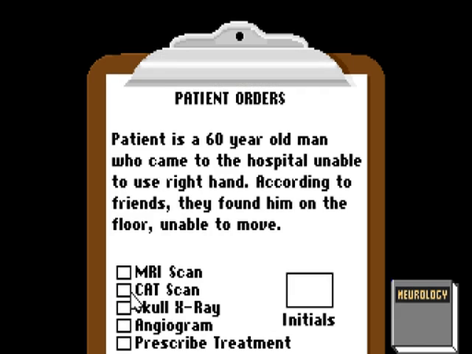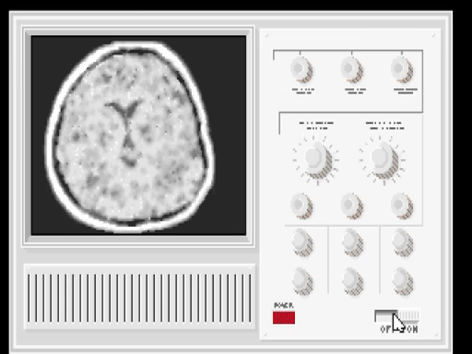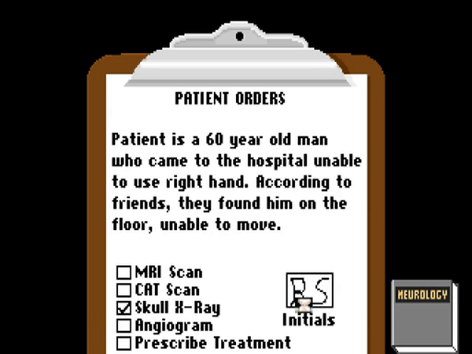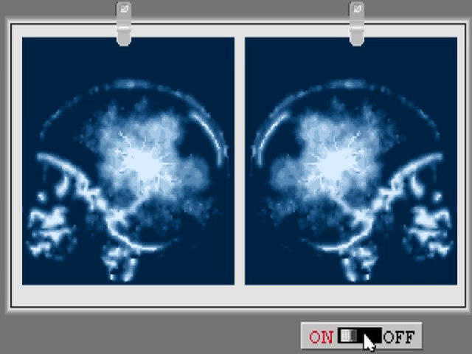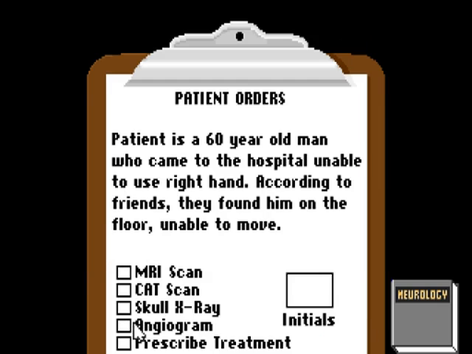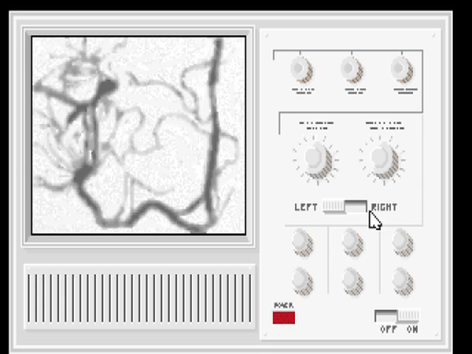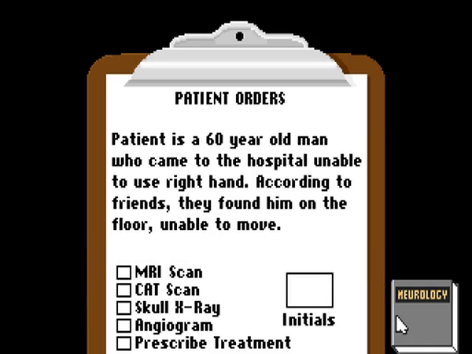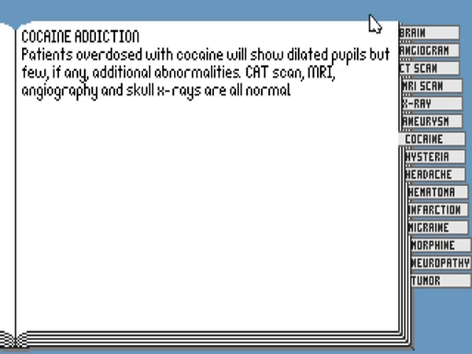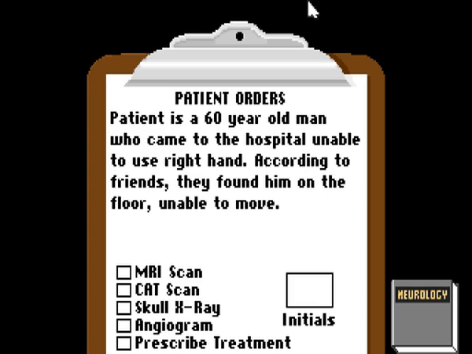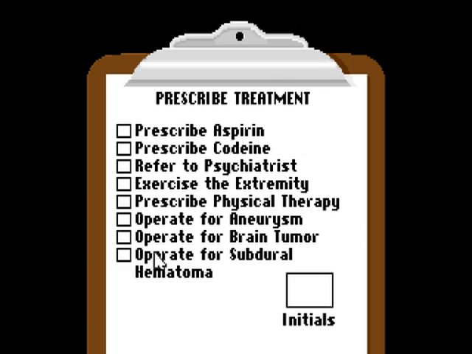Looks normal. Looks fine. Looks fine, I guess. And I guess, so far I haven't seen anything out of the ordinary on any of these. Maybe I'm reading them wrong, but yeah. Well, he's 60, so we should probably operate a hematoma.